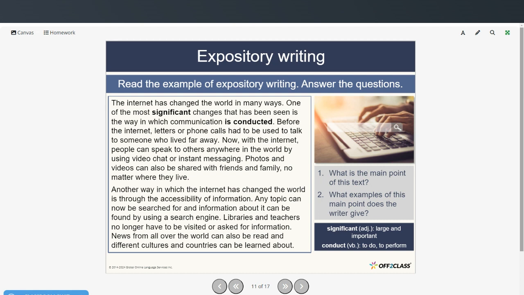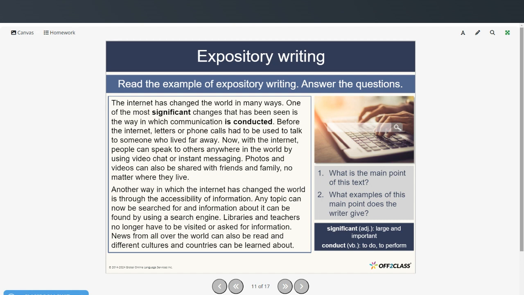The internet has changed the world in many ways. One of the most significant changes has been seen in the way in which communication is conducted. Before the internet, letters or phone calls had to be used to talk to someone who lived far away. Now, with the internet, people can speak to others anywhere in the world by using video chat or instant messaging.